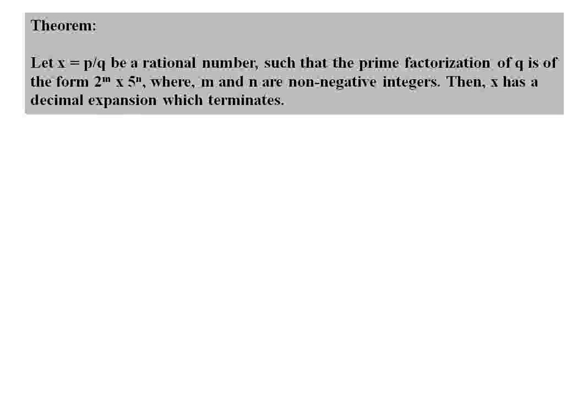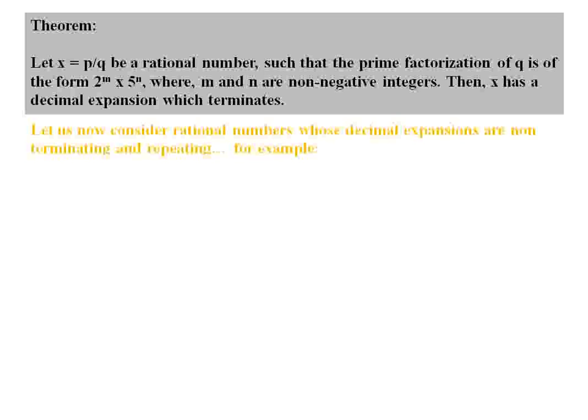So to conclude what we've learnt already, we have another theorem. Let x is equal to p by q be a rational number such that the prime factorization of q is of the form 2 to the power of m into 5 to the power of n, where m and n are non-negative integers. Then x has a decimal expansion which terminates. Let us now consider rational numbers whose decimal expansions are non-terminating and repeating.